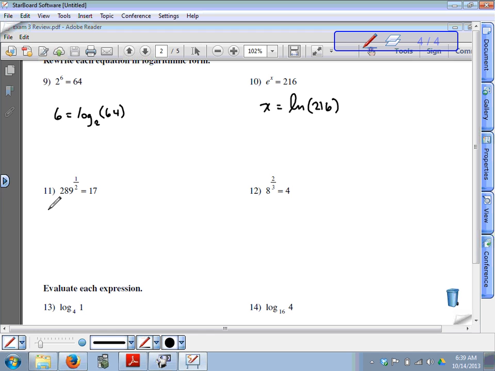Question 11, we have to take log base 289 on both sides. So we have to take log base 289 of the left side. 289 will cancel, leaving 1/2. On the right side, we'd have log base 289 of 17. Question 12, log base 8 of 8 to the 2/3 is 2/3. And then take a log base 8 on the right side, and we get log base 8 of 4.